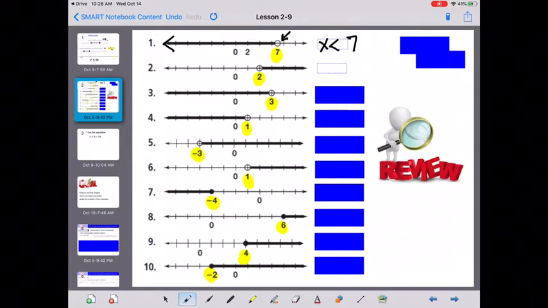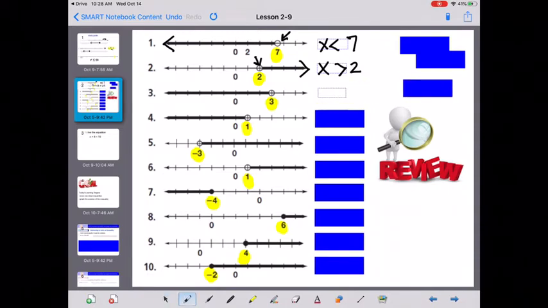For the next one, I'm going to use X and 2. Then I decide that these numbers that are shaded on the number line are bigger or going to the right, so X is greater than 2. Now, is the circle filled in? It's not, so I don't use the equal to. The next one, x is less than 3.